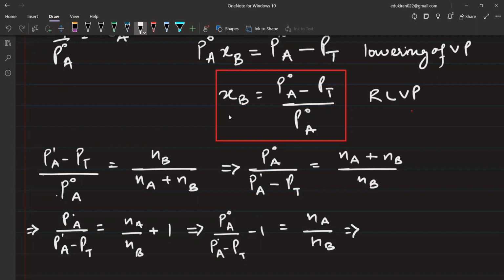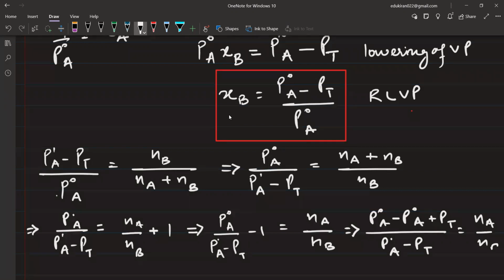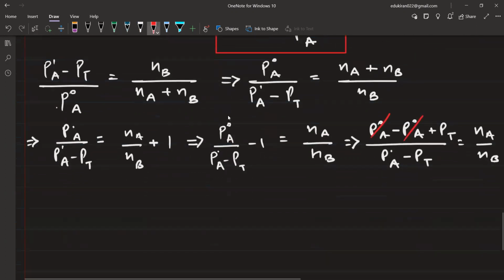Now, taking LCM, the LCM here will be P naught A minus P total, since 1 has just 1 below it. P naught A into minus 1 will be equal to minus P naught A. Minus P total into minus 1 will be equal to plus P total. This is equal to number of moles of A divided by number of moles of B. Here I can cancel P naught A and P naught A.